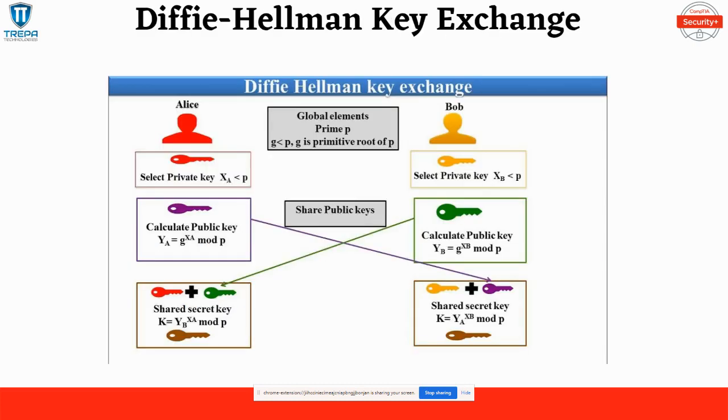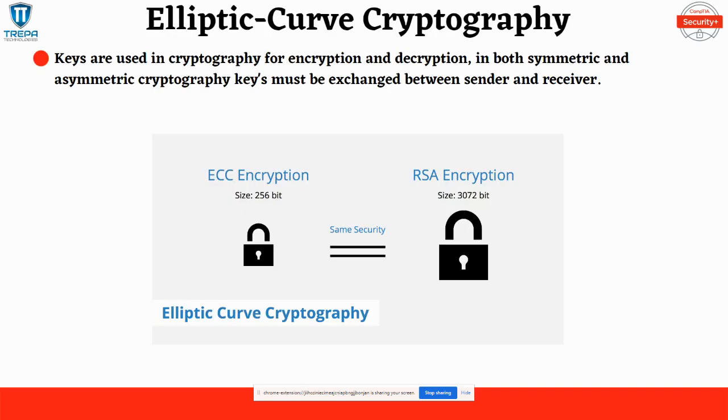So Diffie-Hellman is a key exchange algorithm we can use to transmit private keys. Now, the ins and outs of how Diffie-Hellman works are not required by the Security Plus exam. The only thing you need to know really is that Diffie-Hellman is a secure key exchange algorithm used for symmetric encryption. And then we have ECC, which stands for elliptic curve cryptography.